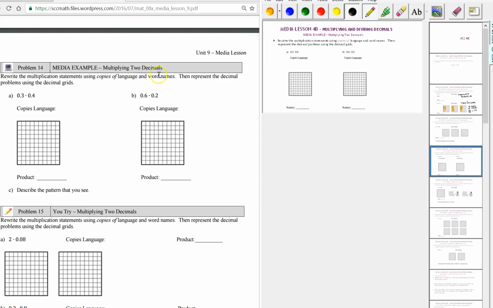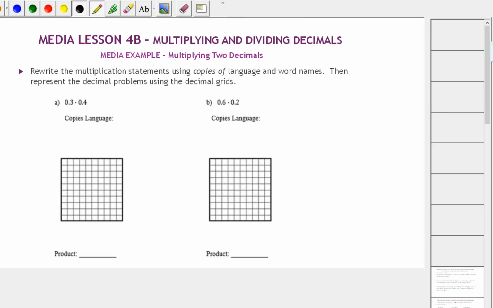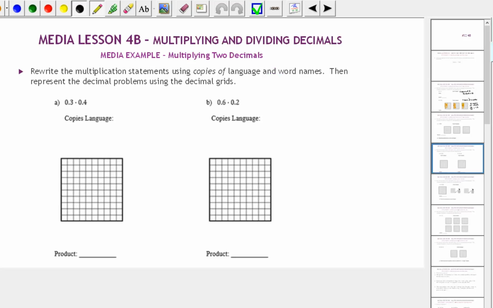Then we look at multiplying 2 decimals, and this is similar to multiplying 2 proper fractions, where we used the rectangular model in the fraction section. Okay, so 3 tenths of a copy of 4 tenths.